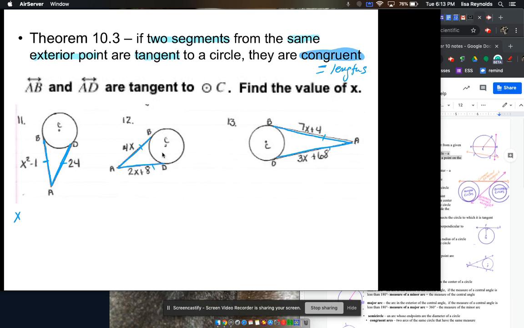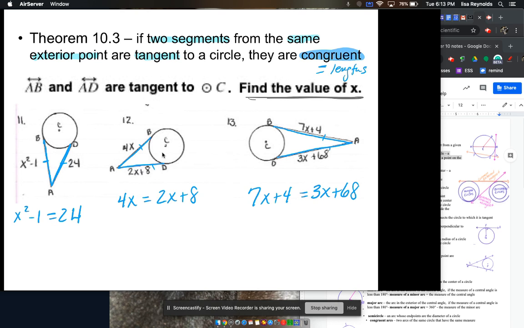So for each one, we're going to write an equation setting the two measurements equal. So in problem 11, x squared minus 1 has to equal 24. In problem 12, the 4x has to equal 2x plus 8. In problem 13, the 7x plus 4 has to equal 3x plus 68. And then now we just go through and solve to find our value of x. So in problem 11, we remove minus 1 by adding. X squared is 25. Remove the square by doing the square root. And since we're dealing in measurements, we only need the positive square root, which is 5.